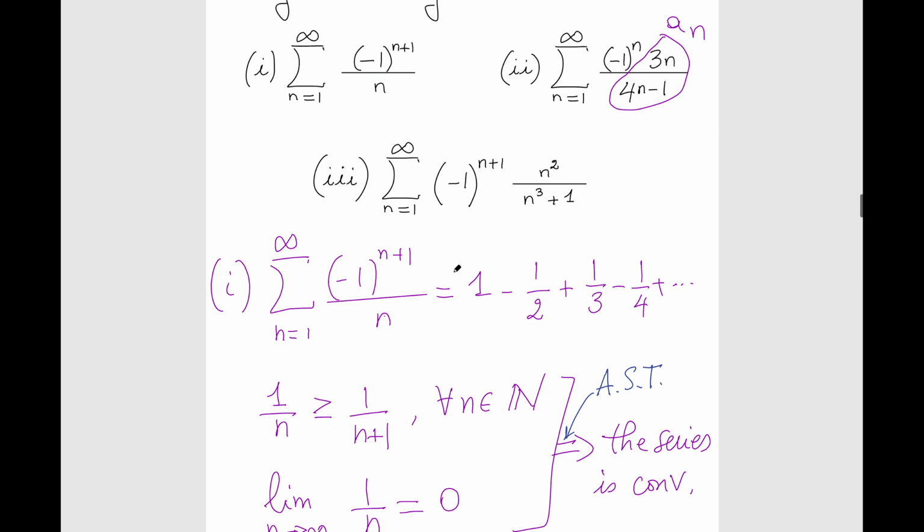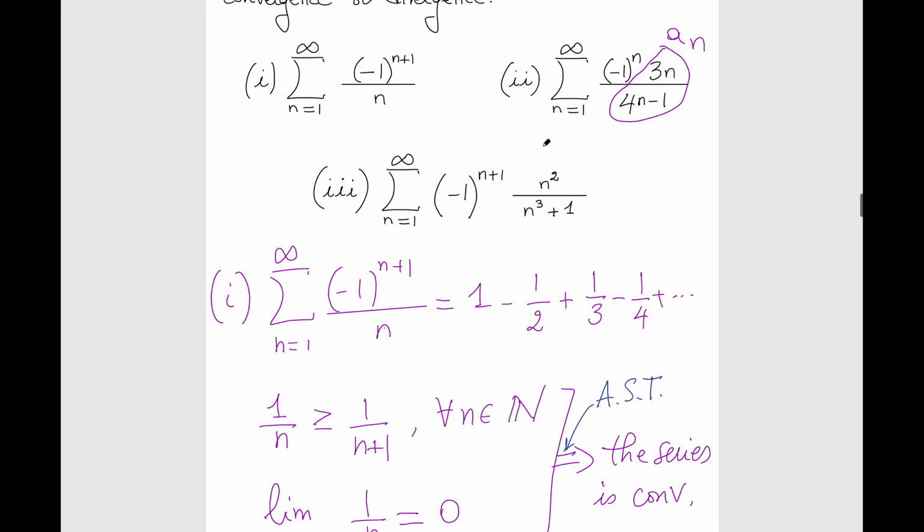Okay, part 3. Part 3 has terms that look like this: (-1) to the power n plus 1 times n squared divided by n cubed plus 1. All right, I'm not going to do this. I'm going to leave it as an exercise, but I'm going to discuss how to approach it. So certainly this is an alternating series because the terms alternate in sign.